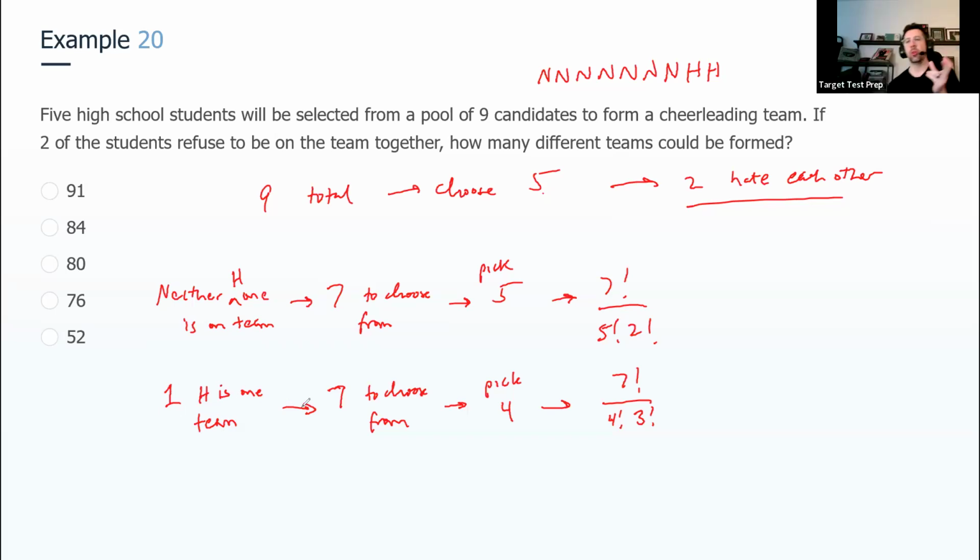I just decided to multiply the second combination. Yeah, so there's a couple ways you could think about this. If we call them H1 and H2, originally we said let's just put H1 on the team, and therefore H2 is not going to be on the team.